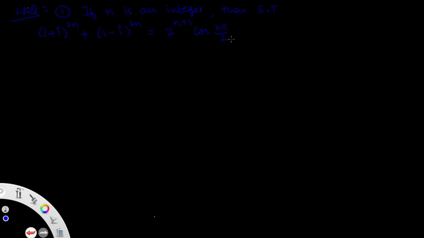In the same way, there is a second question also. This is the first bit and this is the second question: (1 plus i) whole to the power of n plus (1 minus i) whole to the power of n equals 2 to the power of (n plus 2) by 2 into cos n pi by 4.